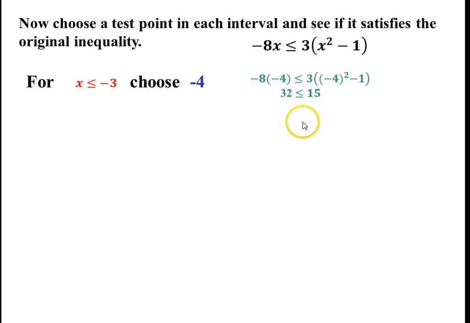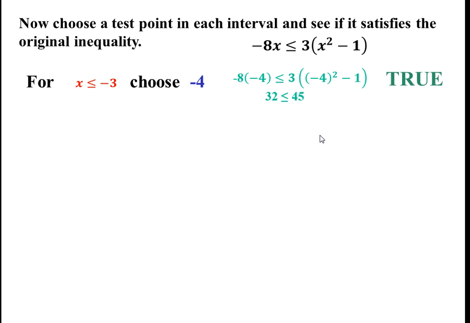All right, so negative 8 times negative 4 is 32. Negative 4 squared is 16 minus 1 is 15 times 3. This should be 45. There we go. So that point should be 32 is less than or equal to 45. This is a true statement. 32 is less than 45. So that is going to be a good interval. X is less than or equal to negative 3. Any point less than negative 3 seems to work in the original inequality.